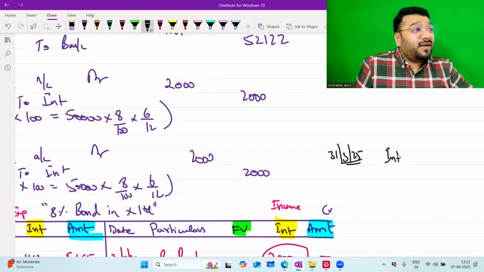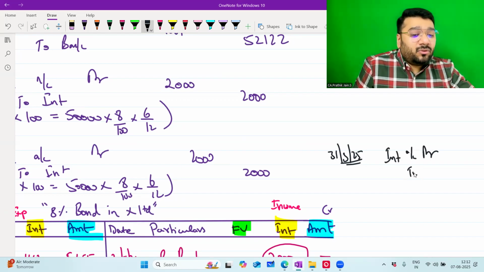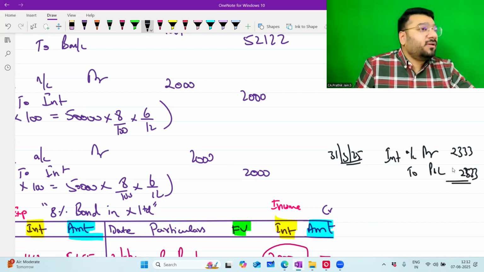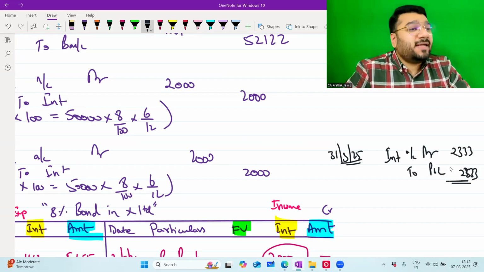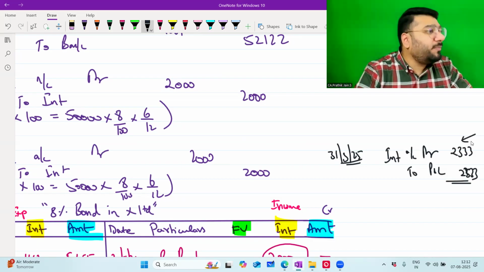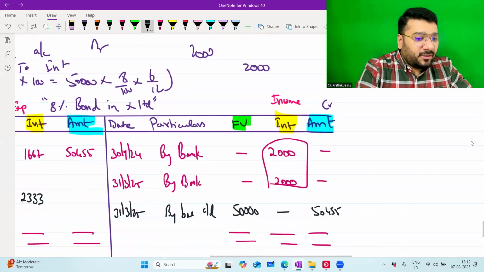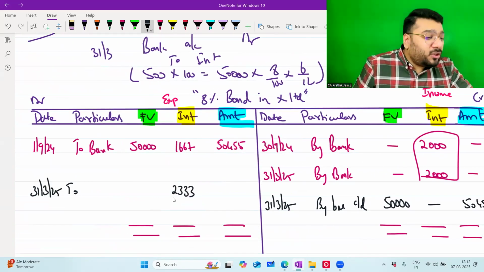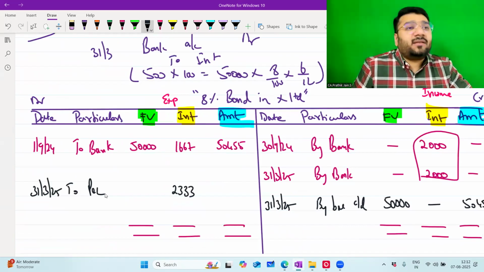Interest, guys. Interest, we have a credit balance. To close, we have to give debit. So interest account debit, to P and L, 233. In the P&L, interest will come on the credit side, the income side, or this will go to other income in the statement of P&L if you're preparing for companies. So in the interest, to P&L will come 233.